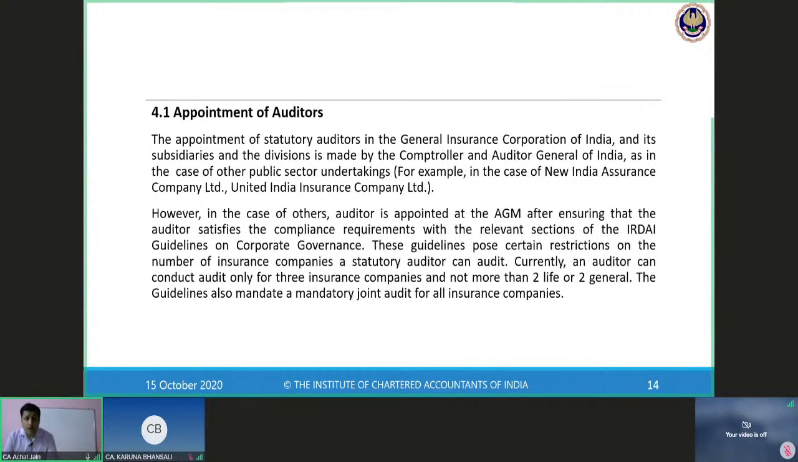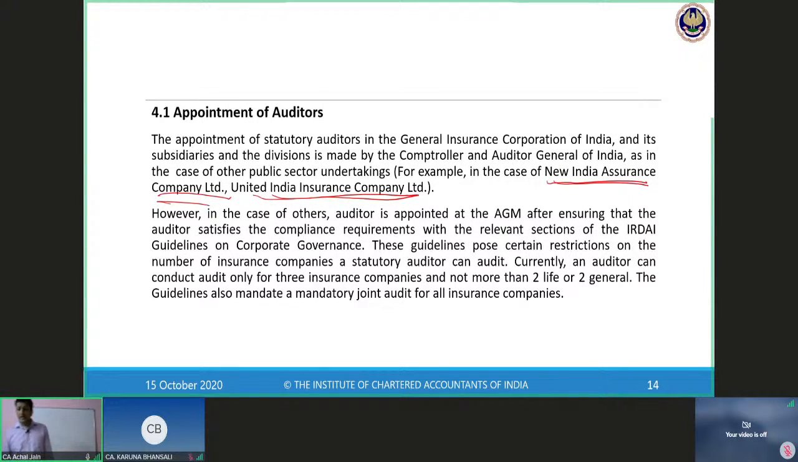Now let's quickly talk about the appointment of the auditors. Appointment of statutory auditors in the General Insurance Corporation of India and its subsidiaries and divisions is made by CAG. CAG is Comptroller and Auditor General of India, as in the case of other public sector undertakings, which we'll discuss. For example, entities like New India Assurance Company Limited and United India Insurance Company Limited are into general insurance.